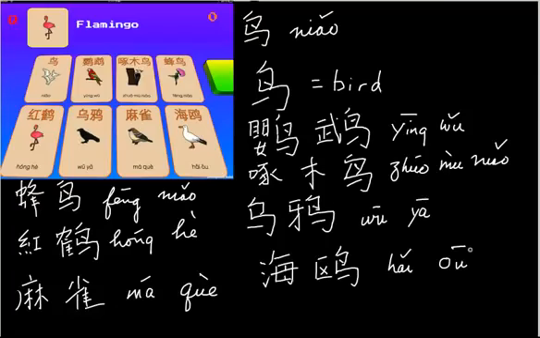So when you play the game and look at the characters, or look at any Chinese character for that matter, whenever you see this familiar niao sign, either by itself or as part of the character of a word, you know that this word has something to do with birds.